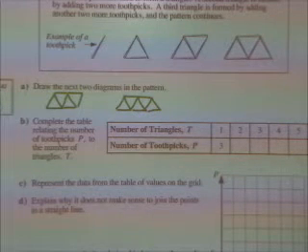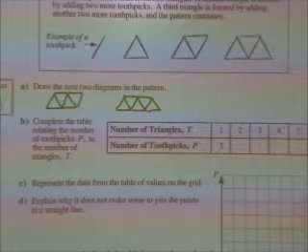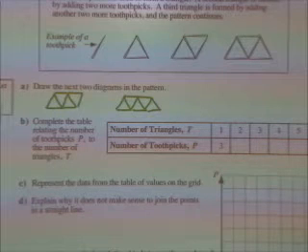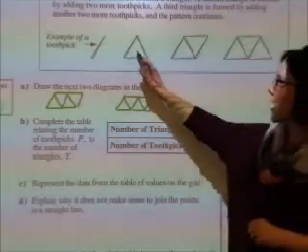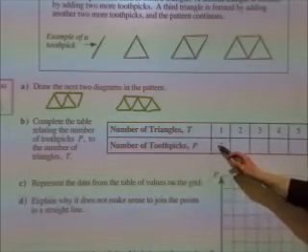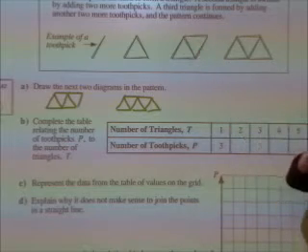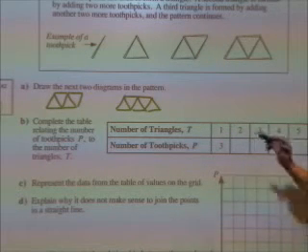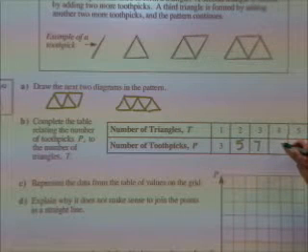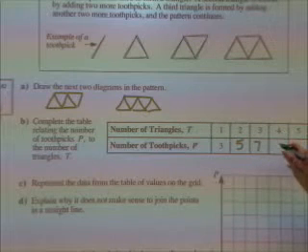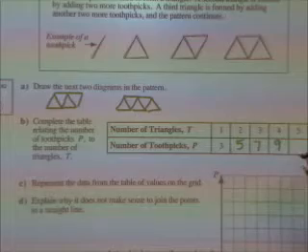So part B says complete the table relating the number of toothpicks to the number of triangles. So 1 triangle took 3 toothpicks. 2 triangles had how many toothpicks? 3 triangles? 4 triangles was, and 5 triangles was 11. So we're going to take this data and we're going to plot it.